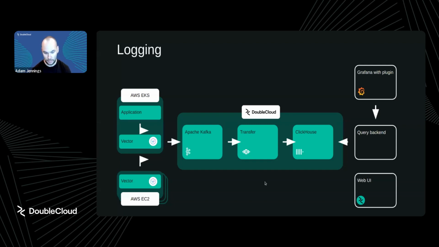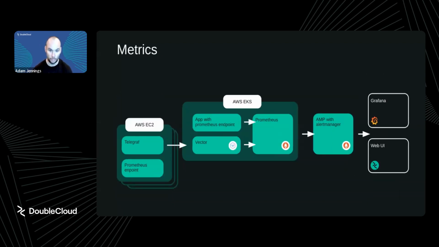And then the same thing for metrics. So, we have a Prometheus endpoint and Telegraf endpoints, drop those into EKS and Prometheus, and then we pick them up with the Alert Manager, and then visualize those as well, both in Grafana and our web UI.